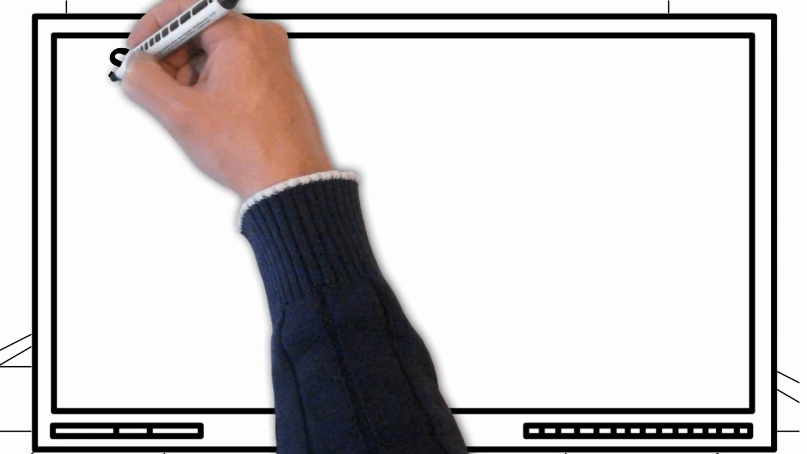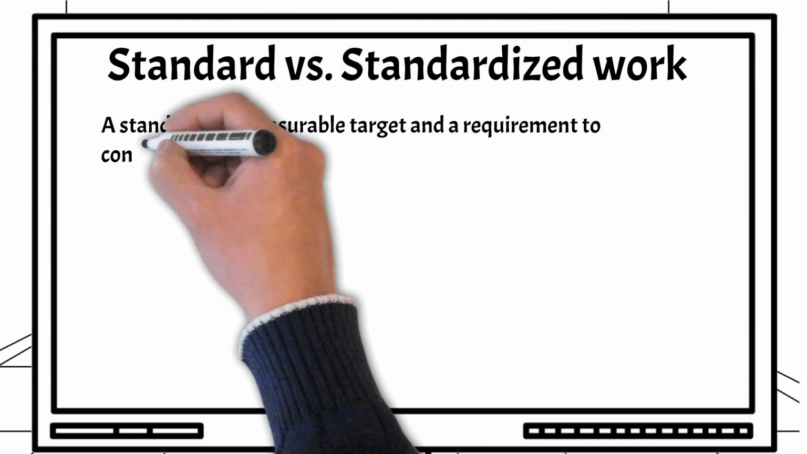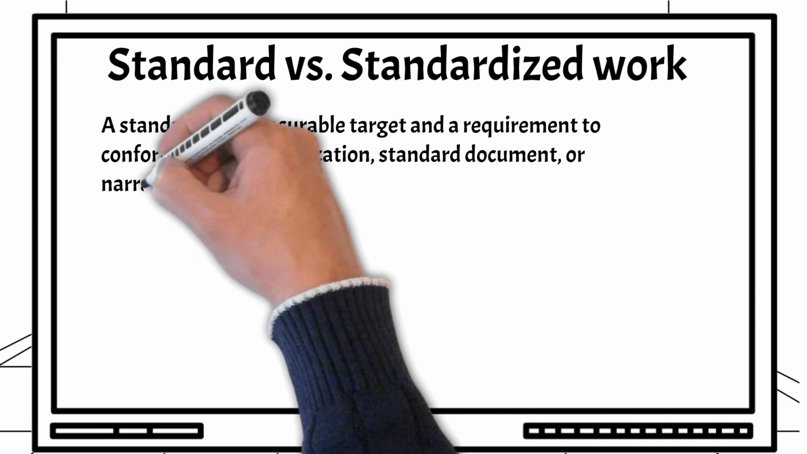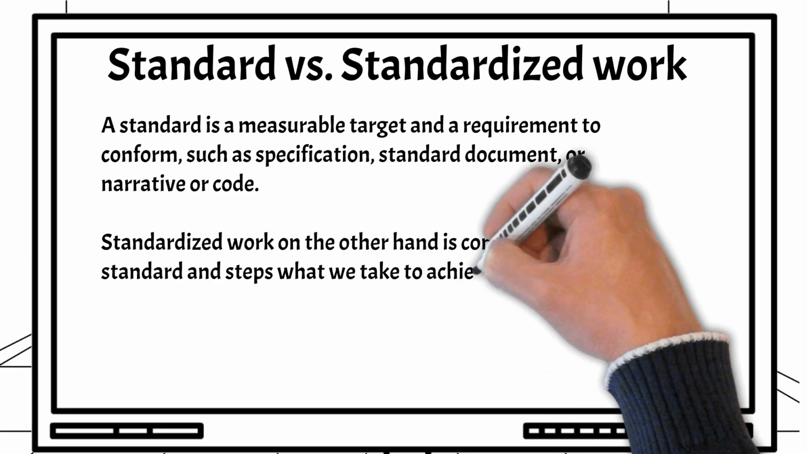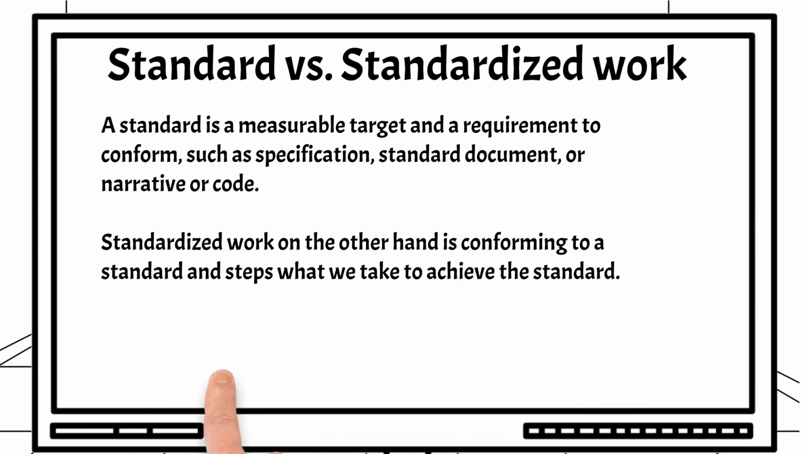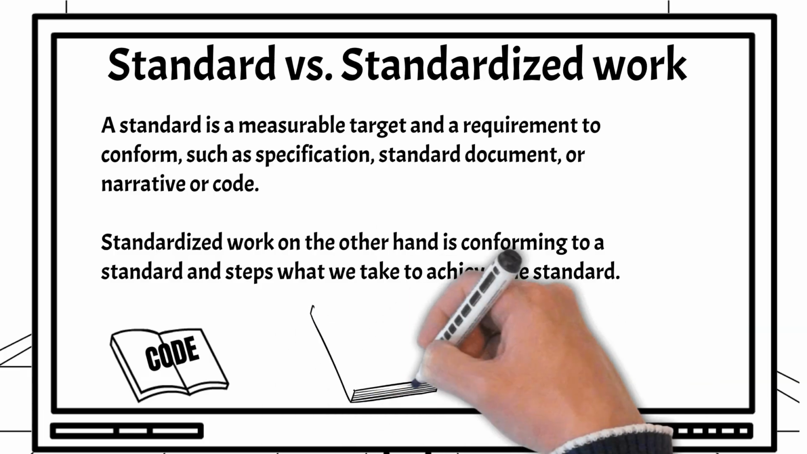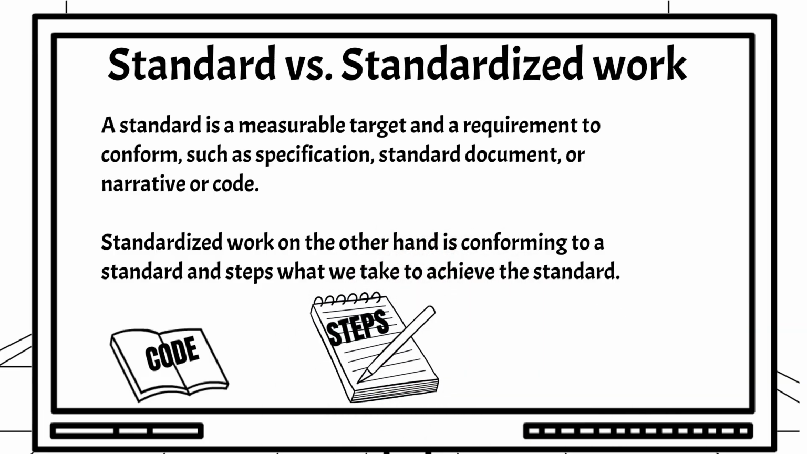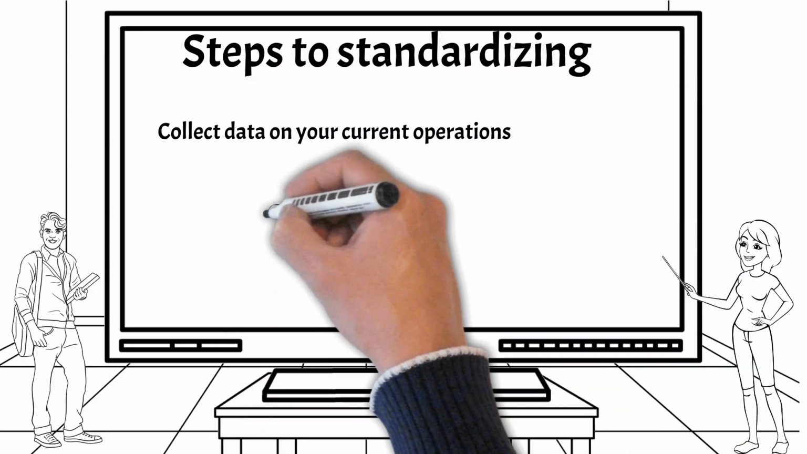The difference between work standard and standardized work is: a standard is a measurable target and a requirement to conform, such as a specification, standard documents, or narrative or a code. Standardized work, on the other hand, is conforming to a standard, and the steps that we need to take to achieve the standard. Steps to standardizing work.